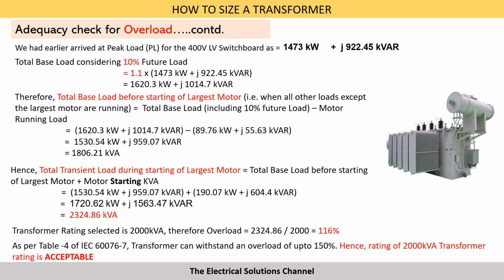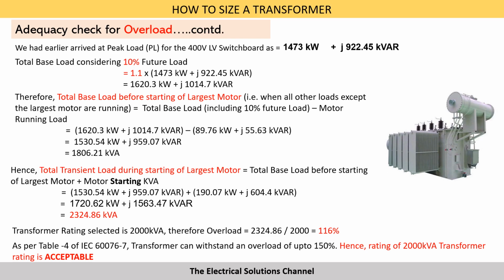Therefore, the total base load before starting of the largest motor, that is when all the other loads except the largest motor are running, is total base load minus the motor running load, which we arrive at 1530.54 kilowatt plus 959.07 kVAR or 1806.21 kVA.